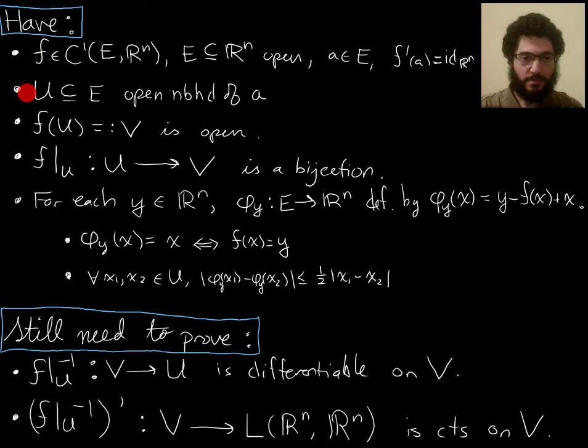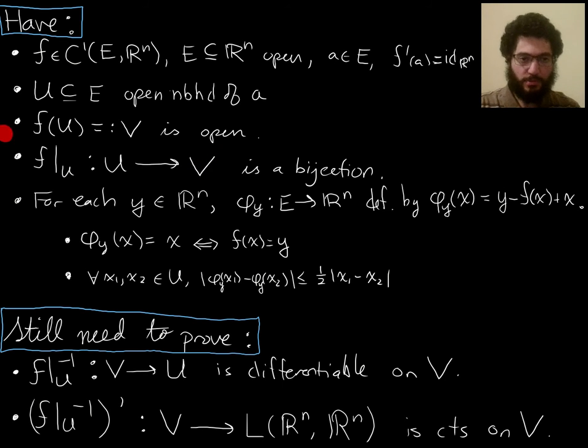Then we defined a neighborhood of A called U so that these two things were provable. We were able to prove that the image of U is open and that restricting f to U gives you an injection and a bijection from U to the image of U, which we decided to call V.